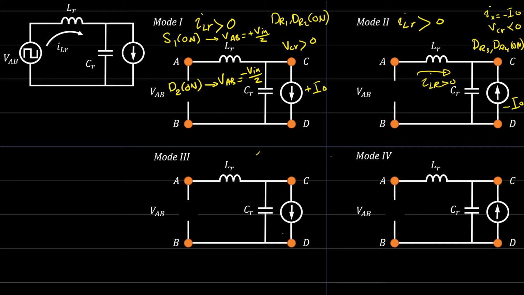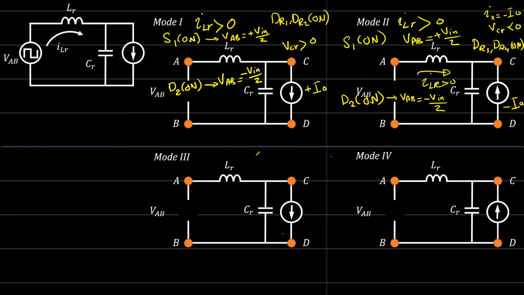Okay, if the input voltage is positive, then switch 1 is conducting. If the input voltage is negative, then diode 2 is conducting. So diode 2 is on when VAB is minus V input over 2.